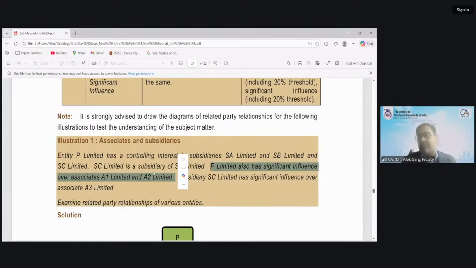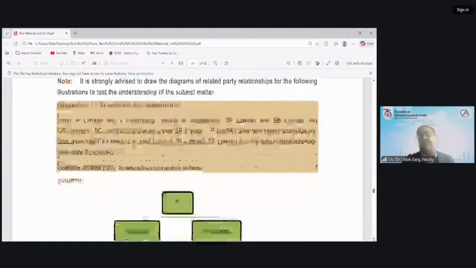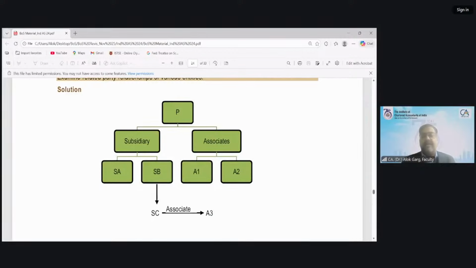P Limited also has significant influence over associates A1 and A2 Limited. So P Limited also has associates. There are two associate companies, A1 and A2. Subsidiary SC has significant influence over A3 Limited. Examine the related party relationship of various entities. So if you see the structure, this is the structure, right?